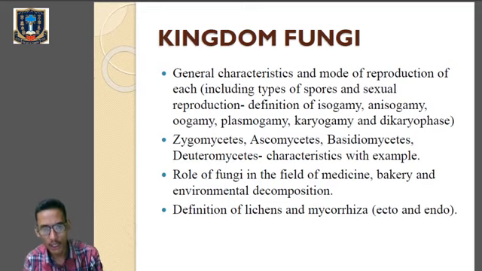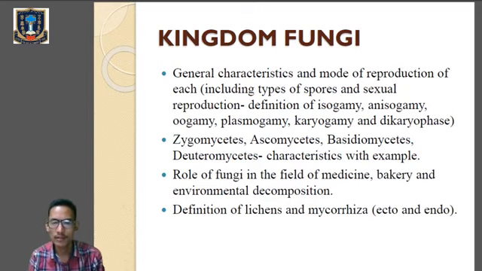karyogamy, and dikaryophase. Then we'll learn about zygomycetes, ascomycetes, basidiomycetes, deuteromycetes. We'll go through the characteristics with examples of these four classes of fungi. Then we'll learn about the role of fungi in the field of medicines, in bakery and environmental decomposition. And last we'll learn about the definition of lichens and mycorrhiza, which has two types, ecto and endo. So these are the topics which we have to study under the Kingdom Fungi. This is there in our syllabus.